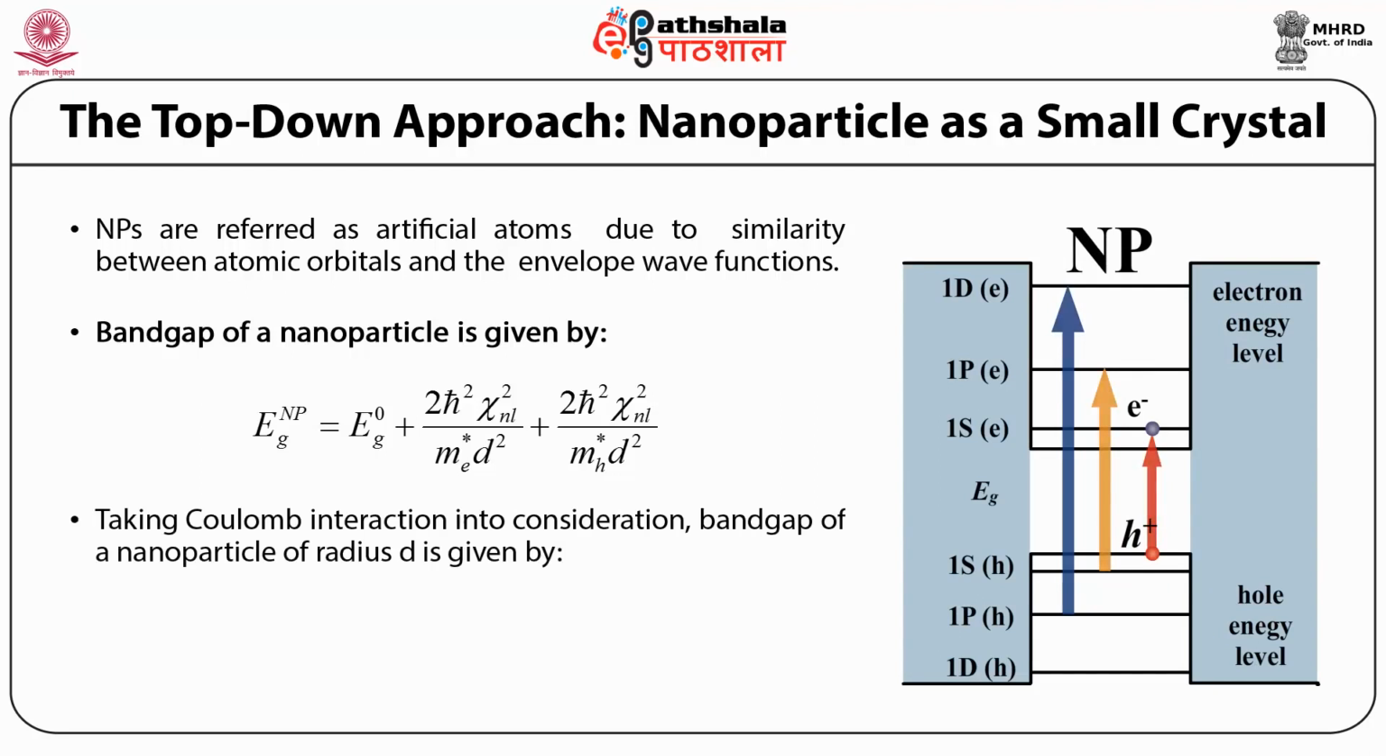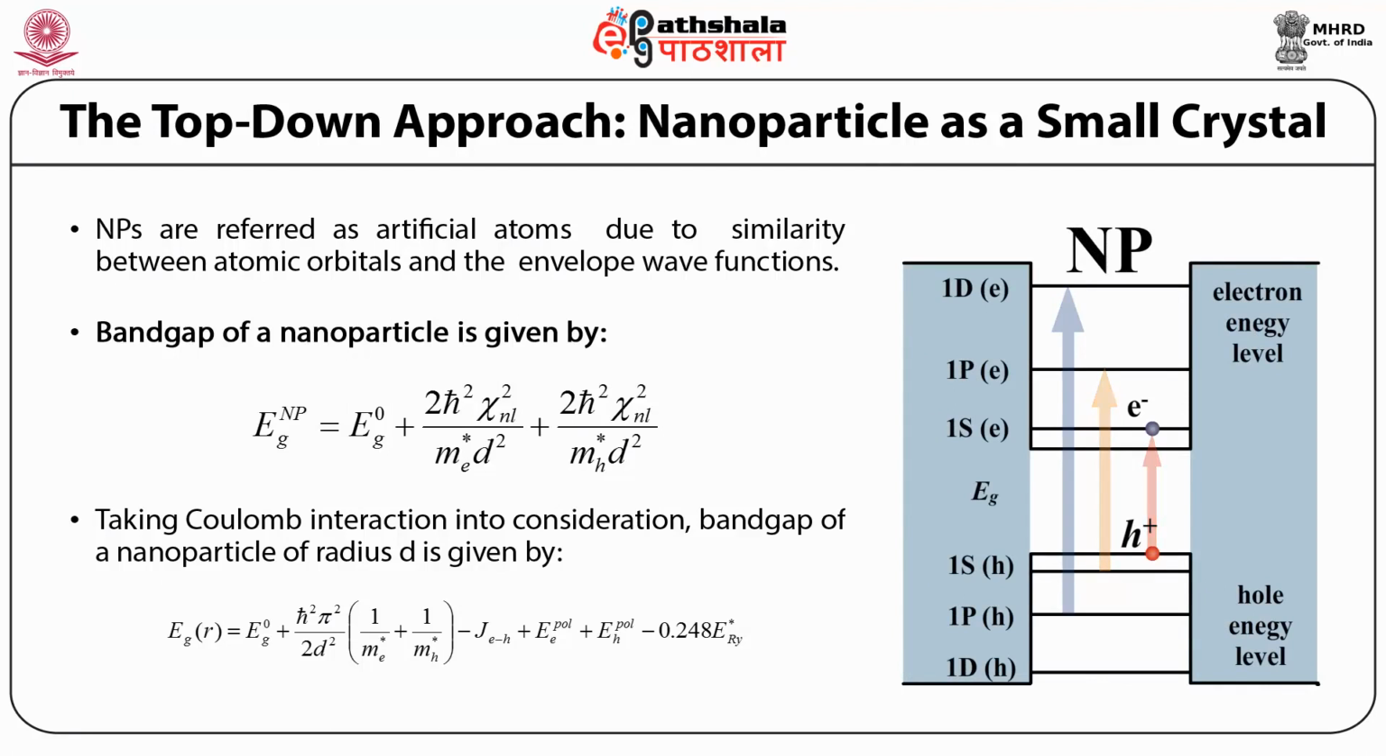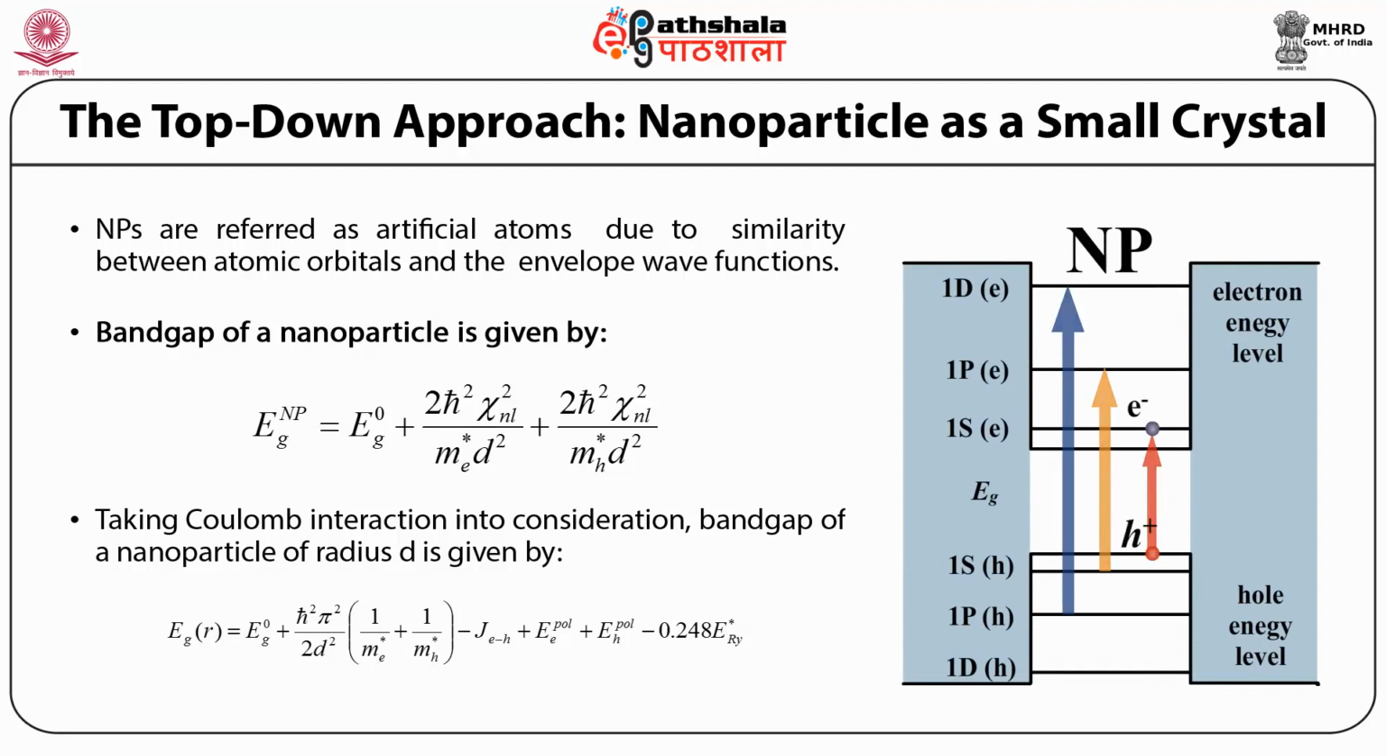Now, if we take the Coulomb interaction into account, the band gap of the nanoparticle of radius R is given by EgR equals Eg0 plus ħ²π² by 2R² multiplied by 1 by Me* plus 1 by Mh*, minus JEH plus Ee pol plus Eh pol, minus 0.248 E*Ry, where JEH represents the effective Coulomb interaction between the electron and the hole, and JEH equals 1.786 e² by εR, where ε is the dielectric constant of the nanoparticle.